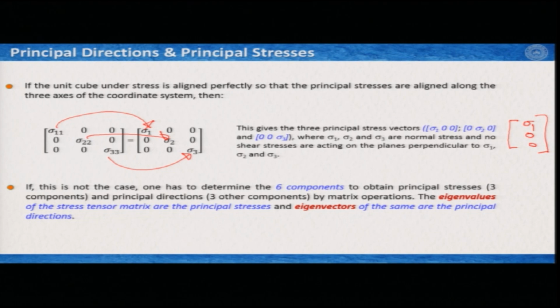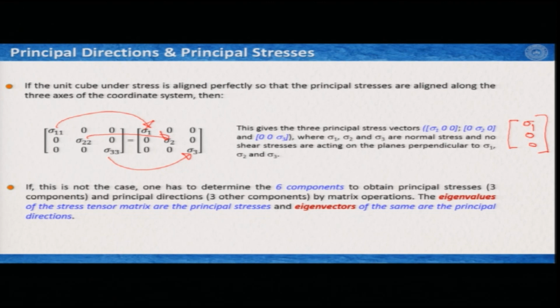Now, if this unit cube that we are considering is not aligned, that means the edges of the unit cube are not aligned to the coordinate system, then we cannot simply replace sigma 1 1 by sigma 1 and so on. We have to calculate what would be sigma 1, sigma 2 and sigma 3 first to get the principal stresses, and then we have to get the principal directions.